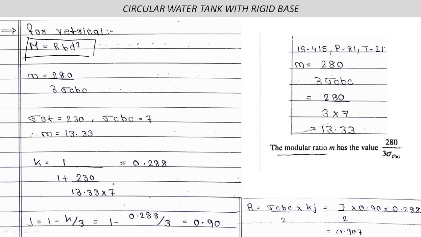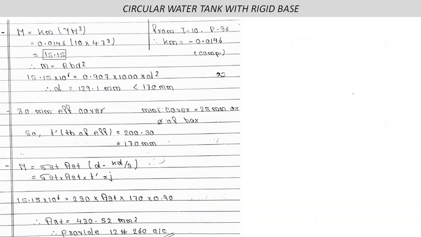The formula for modular ratio is provided in IS 456 page number 81. So the formula for the modular ratio is 280 upon 3 sigma CBC. In this case, the value of sigma CBC is unknown. So first we will find the value of sigma CBC.